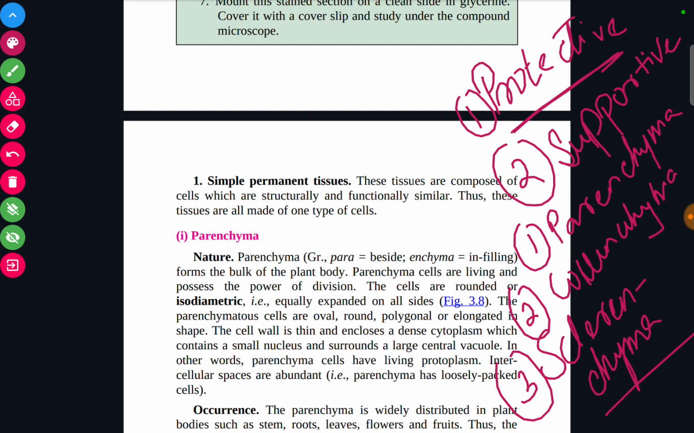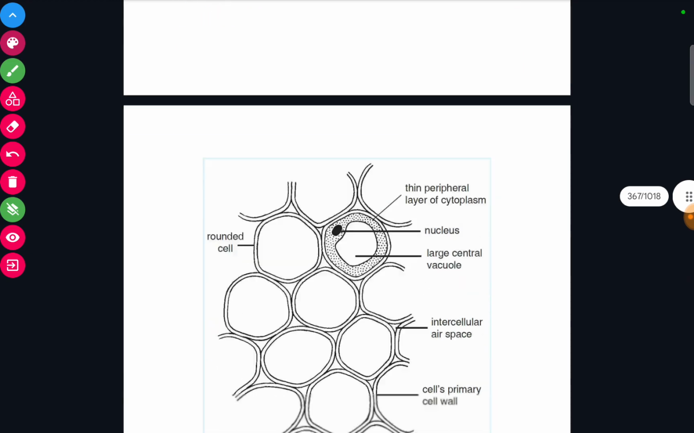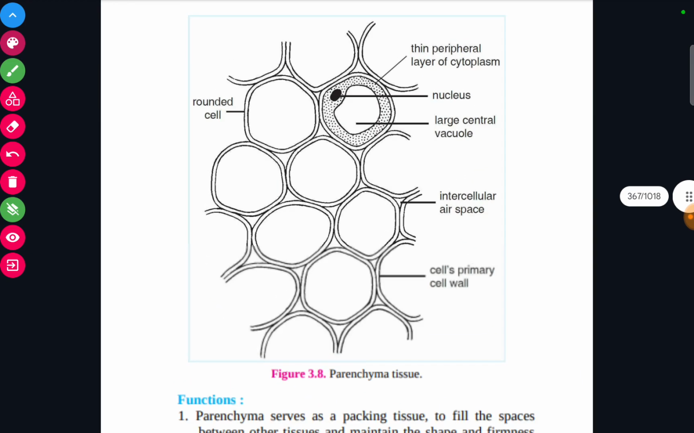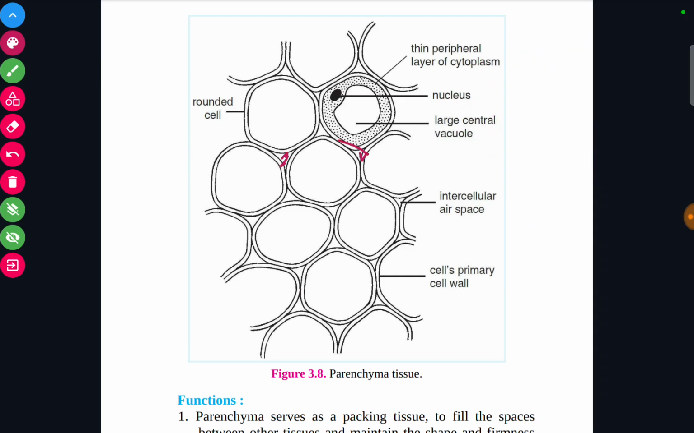Now we will discuss them in detail. As the name suggests, the supporting tissue, parenchyma, is composed of large thin-walled cells. You can see over here that they are composed of large thin-walled cells, usually with intercellular spaces. You can very well see the spaces over here. So they have intercellular spaces.